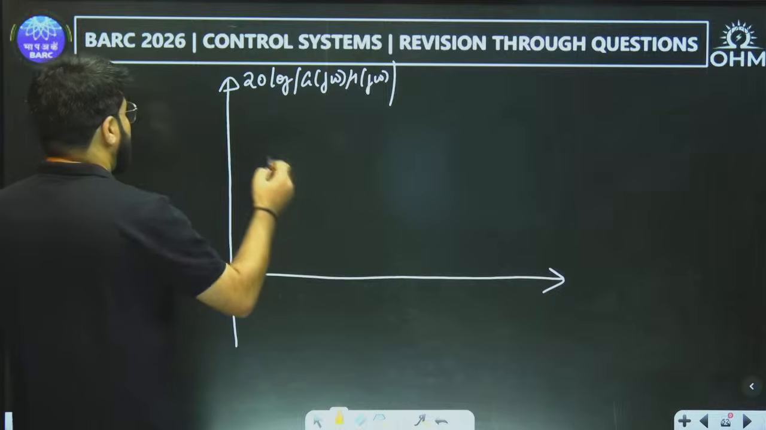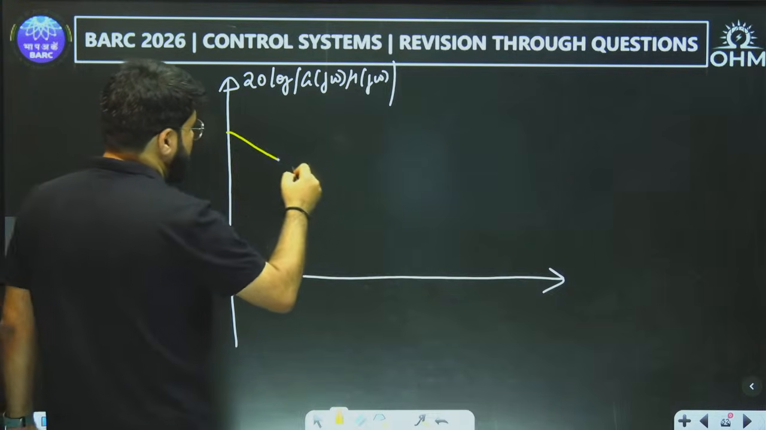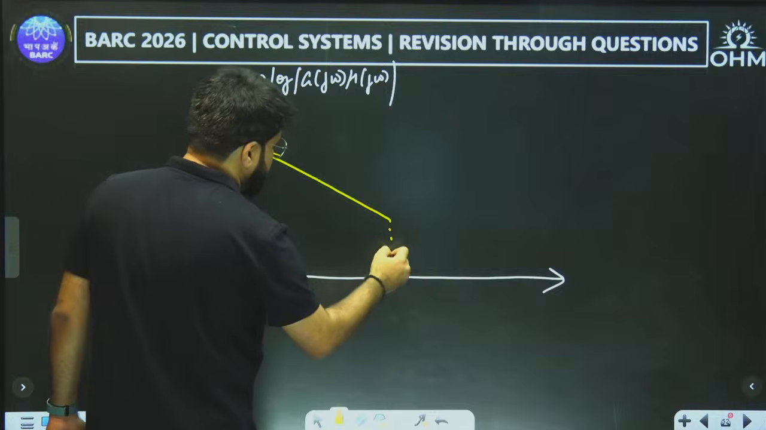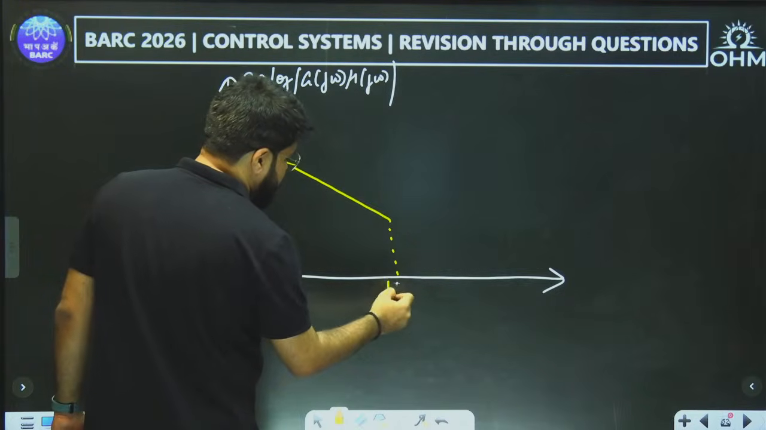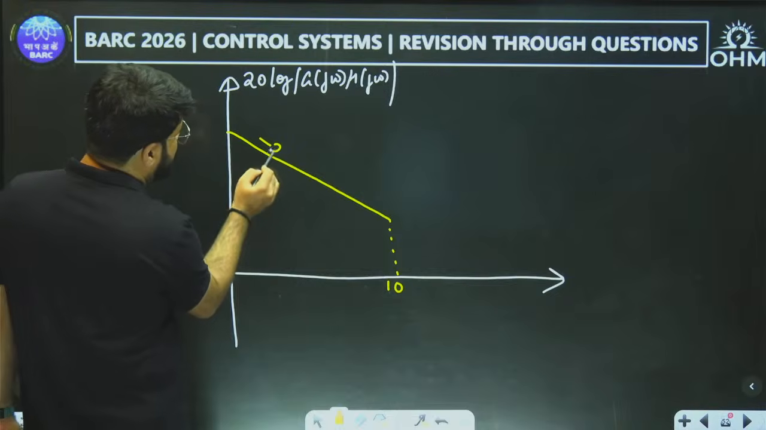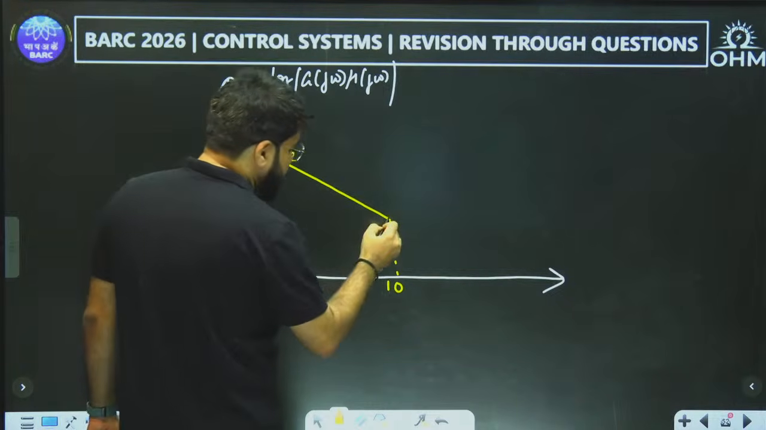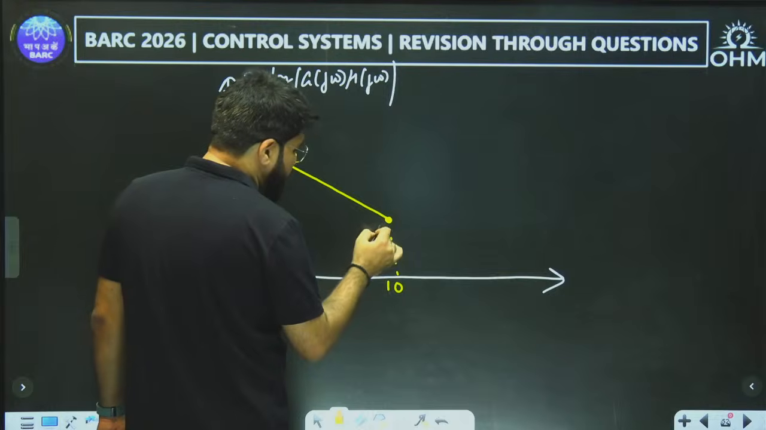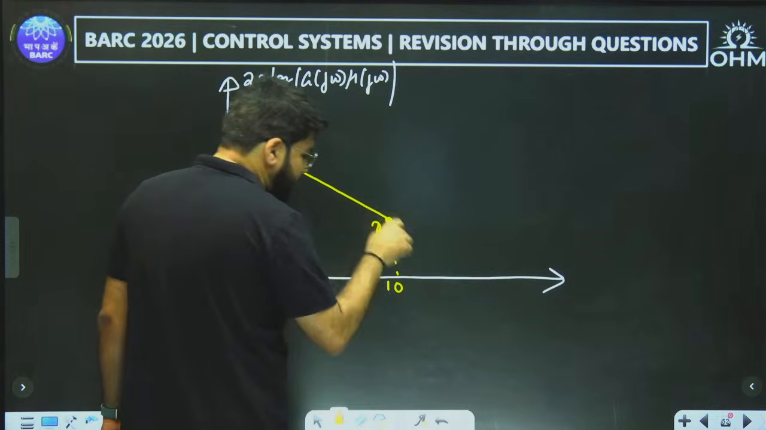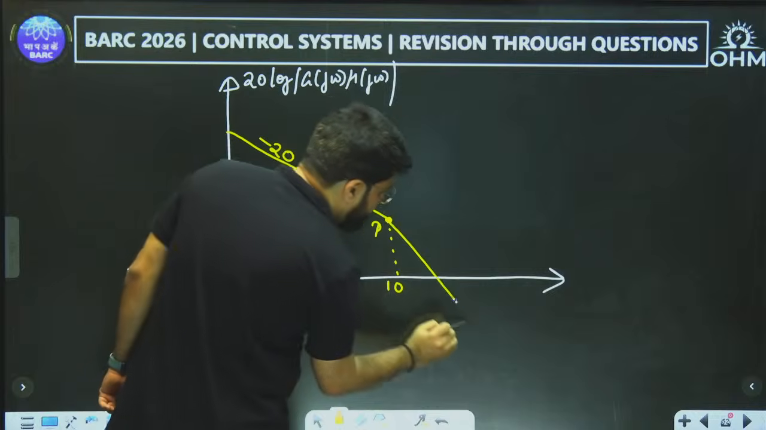Okay, so let me start. This is the initial part, up to the first corner frequency. The first corner frequency I have shown you is 10, then the next corner frequency will be 100. The initial slope is minus 20 for n equal to 1, so minus 20 decibel per decade. This is a pole point, so the slope will again decrease by 20, so minus 20 to minus 40.